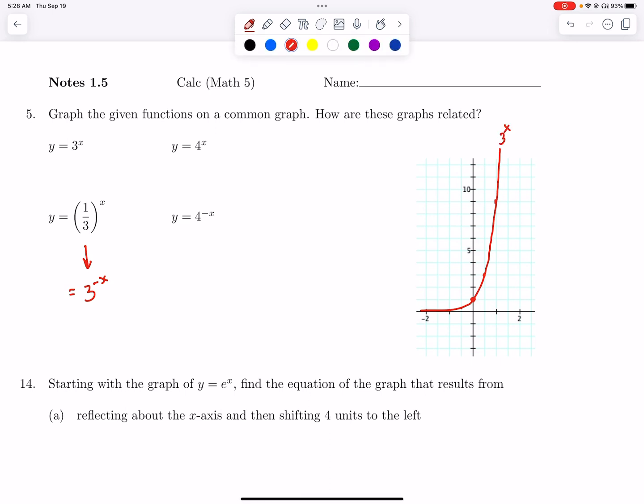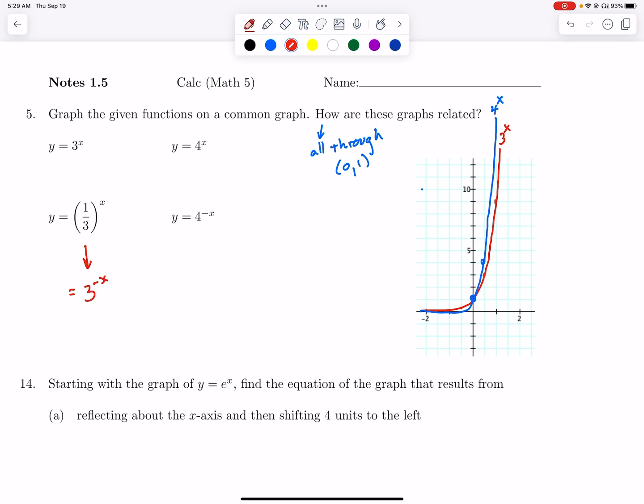4 to the x is the same, except it rises even faster. By the time you hit 4 squared, it's already way off the curve at 16. It dips down further to 1/4 and 1/16. It doesn't go below the axis. I'm just exaggerating a little bit so that I can get there. So 4 to the x, let's just say that these all go through 0, 1. How is 3 to the x related to 1/3 to the x?